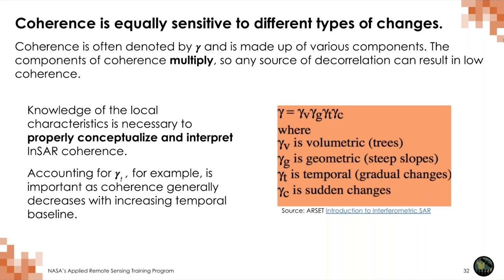But knowledge of the local characteristics of an imaging region is necessary to properly conceptualize and interpret InSAR coherence. For example, as time increases between two image acquisitions, so gamma sub t is the temporal change in coherence, the correlation will generally decrease with increasing time. So there's a lot of literature on accounting for this gradual decrease in coherence over time. And I'll point again to the ARSET Introduction to Interferometric SAR by Eric Fielding for this equation, but also for a more in-depth overview of InSAR.